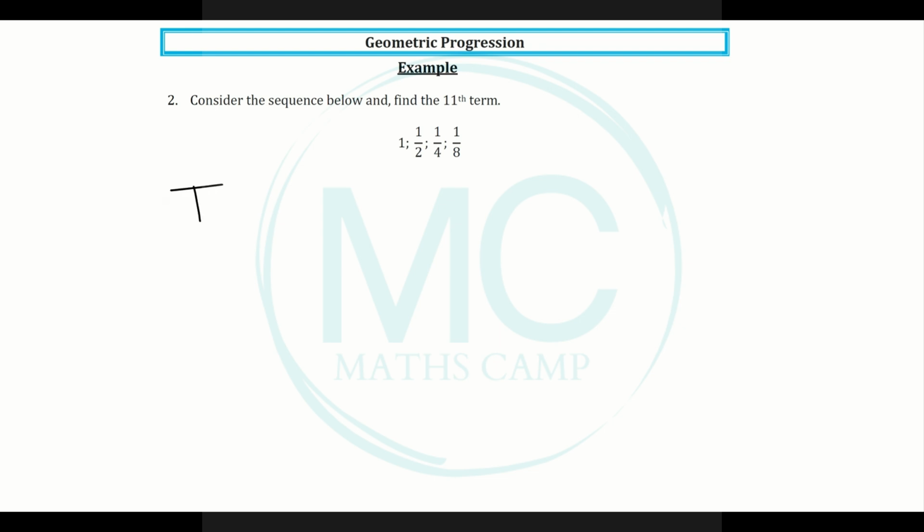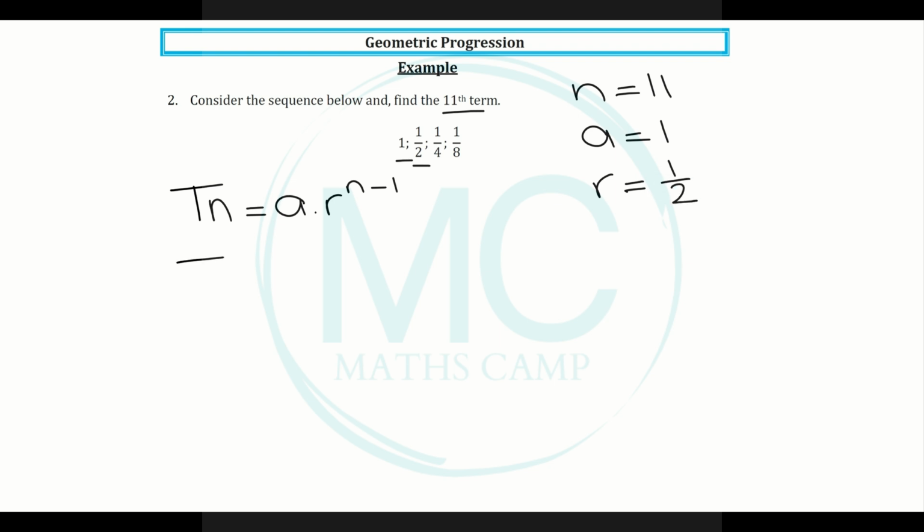Again, let's write down our formula. Tn is equal to a multiplied by r with an exponent of n minus 1. We are looking for the 11th term, so n is 11. Our first term, a, is 1, so we say a is 1. To find the common ratio, let's divide 1 over 2 by 1. And when you divide anything by 1, the value remains the same. So r is equal to 1 over 2.